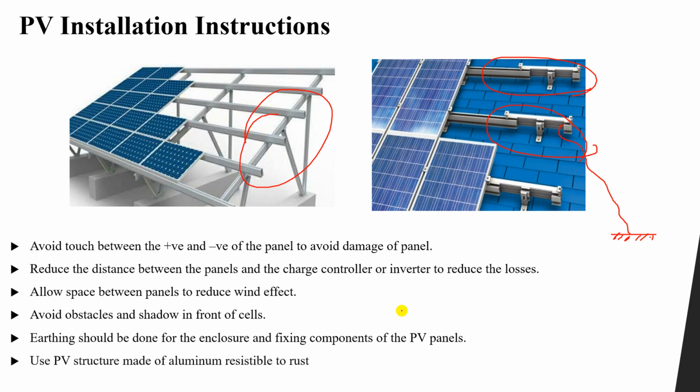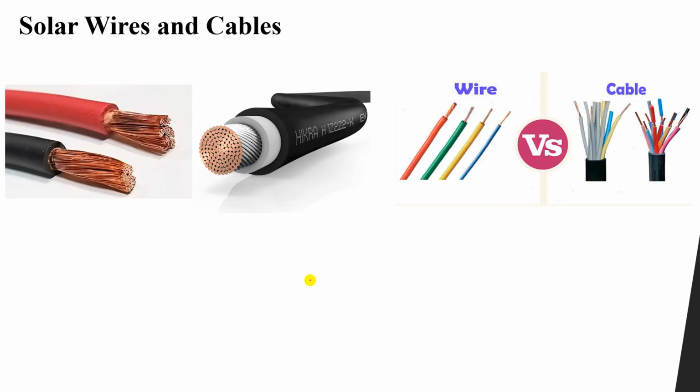We are going to use the PV structure, which is made of aluminum. It is resistant to rust. So we use this one made of aluminum. So we discussed now some instructions about installation of PV systems.